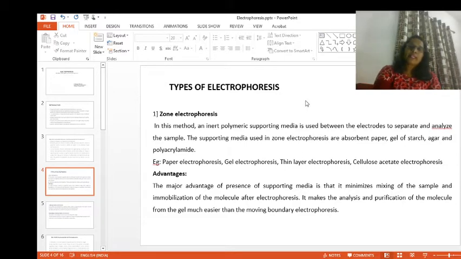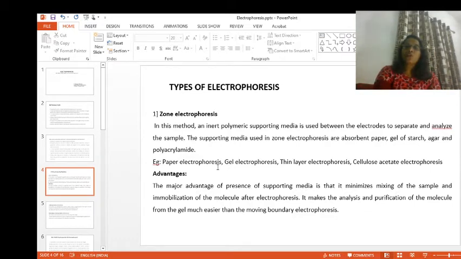What are the main types of electrophoresis? One is zone electrophoresis and the second one is moving boundary electrophoresis. Zone electrophoresis, from the word itself, is confined to a particular zone. In this method an inert polymeric supporting media is used between the electrodes to separate and analyze the sample. The supporting media used in zone electrophoresis can be absorbent paper, or gel of starch, agar and polyacrylamide.